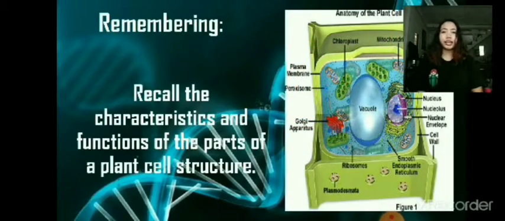Remembering. Recall the characteristics and functions of the parts of a plant cell structure. This learning outcome is appropriate for this category remembering because students were given the task to observe how a plant cell works. So they must retrieve previous information that was given to them prior to the task.